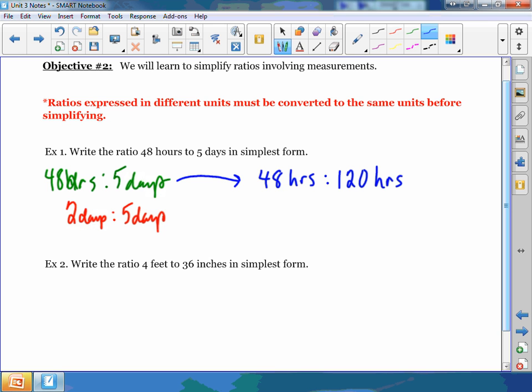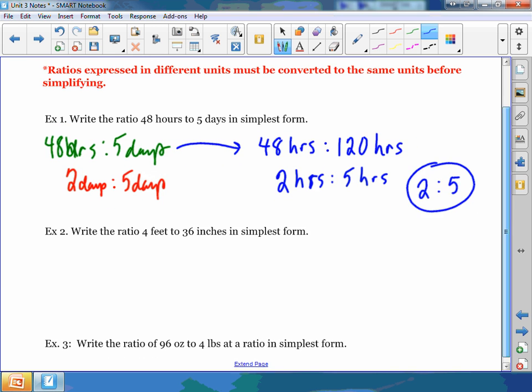Find your common factors. What do you have, Cameron? Yeah. So it's going to be 2 hours to 5 hours, just like we had 2 days to 5 days. So overall, like I said before, you don't need the units because once you convert them into the same units, the ratio will be the same no matter what. So this would be just written as a ratio of 2 to 5. Okay, not 48 to 5 because we have to make that conversion.